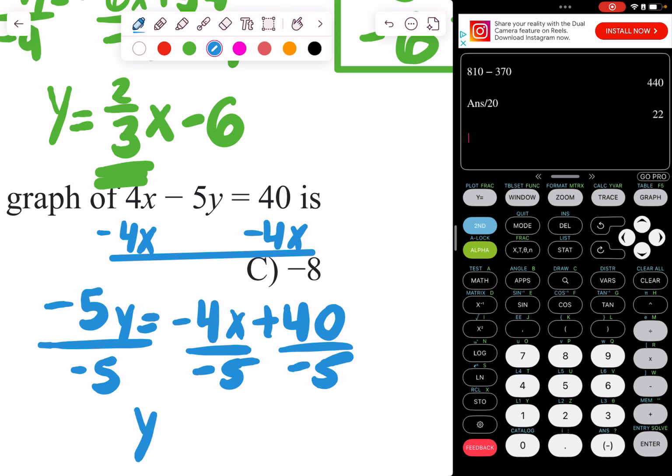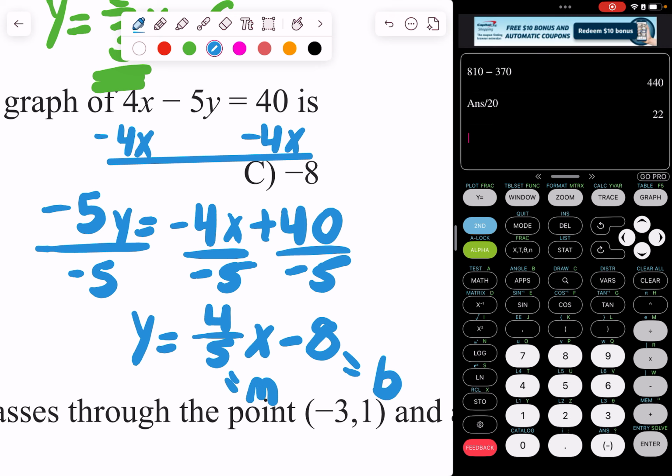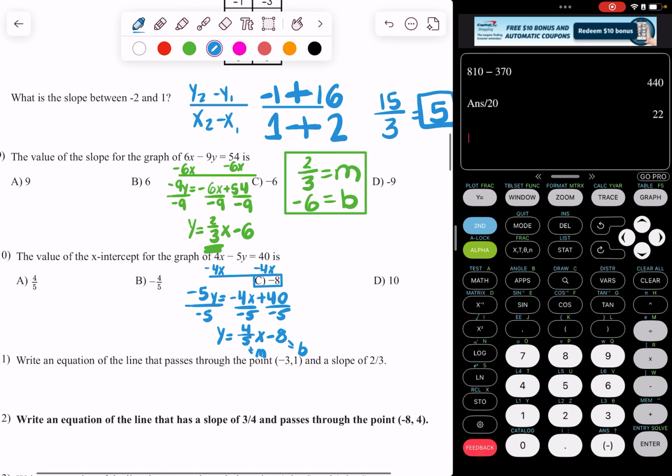And we get y is equal to 4 over 5x minus 8. This question was not asking for the slope, which would have been 4 over 5, but instead it was asking for the y-intercept, which is negative 8. Choice C. The y-intercept is a number that doesn't have an x, where the slope is the number directly attached to x.